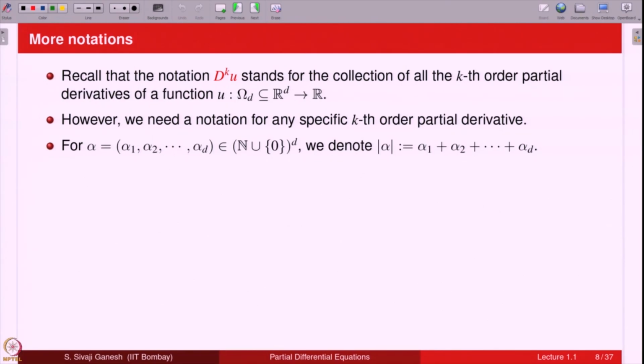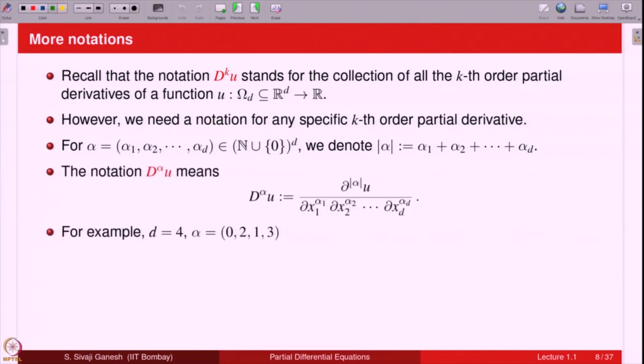To do that, let us fix a d-tuple of numbers which are either natural numbers or 0. That is, alpha is a vector equal to (alpha 1, ..., alpha d). It is a d-tuple. Where does it belong? It belongs to (N union {0})^d. That means each of them is a whole number, either a natural number or 0. For such an alpha, a d-tuple of whole numbers, we denote |alpha| as the sum of the alpha i's. So, |alpha| = alpha 1 + alpha 2 + alpha 3 + ... + alpha d.